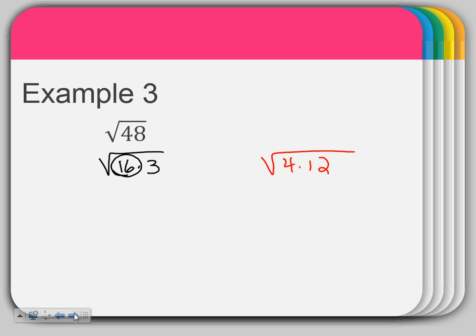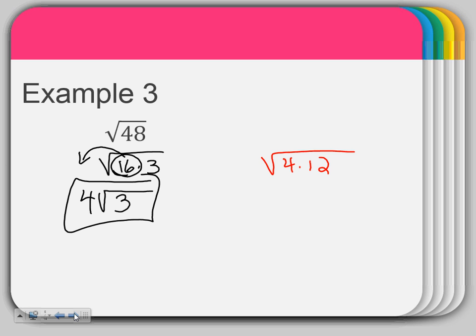16 is perfect. When it comes out, it comes out as 4 times the square root of 3. And that is our final answer. Someone said, well, Ms. Corns, 4 is perfect. Can't you make that a 2? Everybody agree? You might want to keep going and make the 4 a 2, because the square root of 4 is 2.